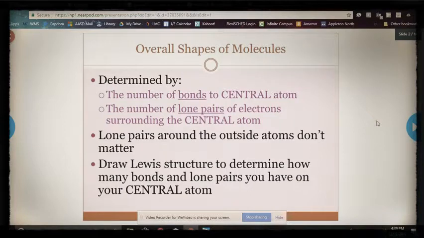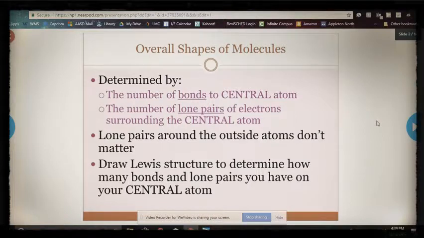Now, lone pairs are electrons that are not bonded. So they're just hanging out, and it's just the ones on the central atom. The lone pairs around the outside atoms don't matter. They don't have an effect on the shape of the molecule. But the lone pairs, the unbonded electrons on the central atom, do have an effect on the shapes of the molecules.